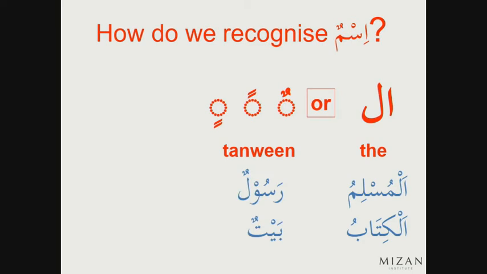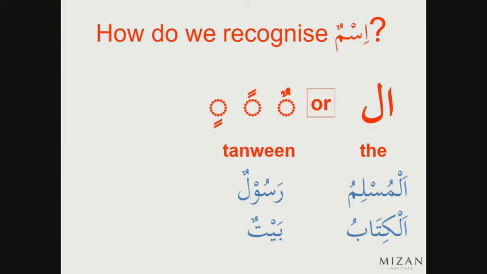Okay, for example, the word rasulun. What does rasul mean? A messenger. You can see at the end there's a tanween, therefore rasulun is an ism. Besides the meaning, messenger is a person, is an ism. There's a sign on there. For example, baytun. What does baytun mean? A house. So we know by the meaning it's an ismun, but also on the word there's a sign.